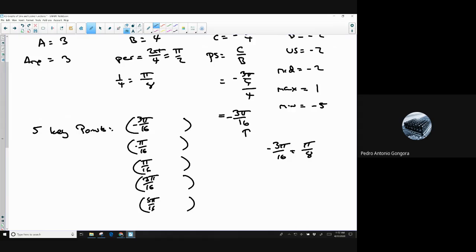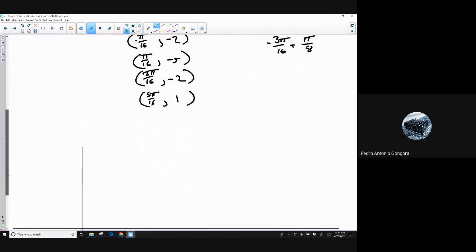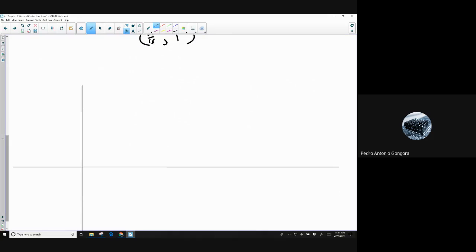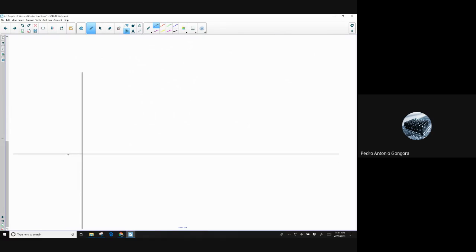Now the pattern for cosine is going to start at the max. So it's going to start at 1, then it's going to go to the middle, then it's going to go to the minimum, then it's going to go back to the middle, and then finally back to the maximum. So you're going to graph this. Well, look, these two are negative, so that means they have to be on the left of the x-axis here. So we're going to go kind of like this. Well, actually, everything has to be the same distance apart from each other. And so we're going to kind of go like that.